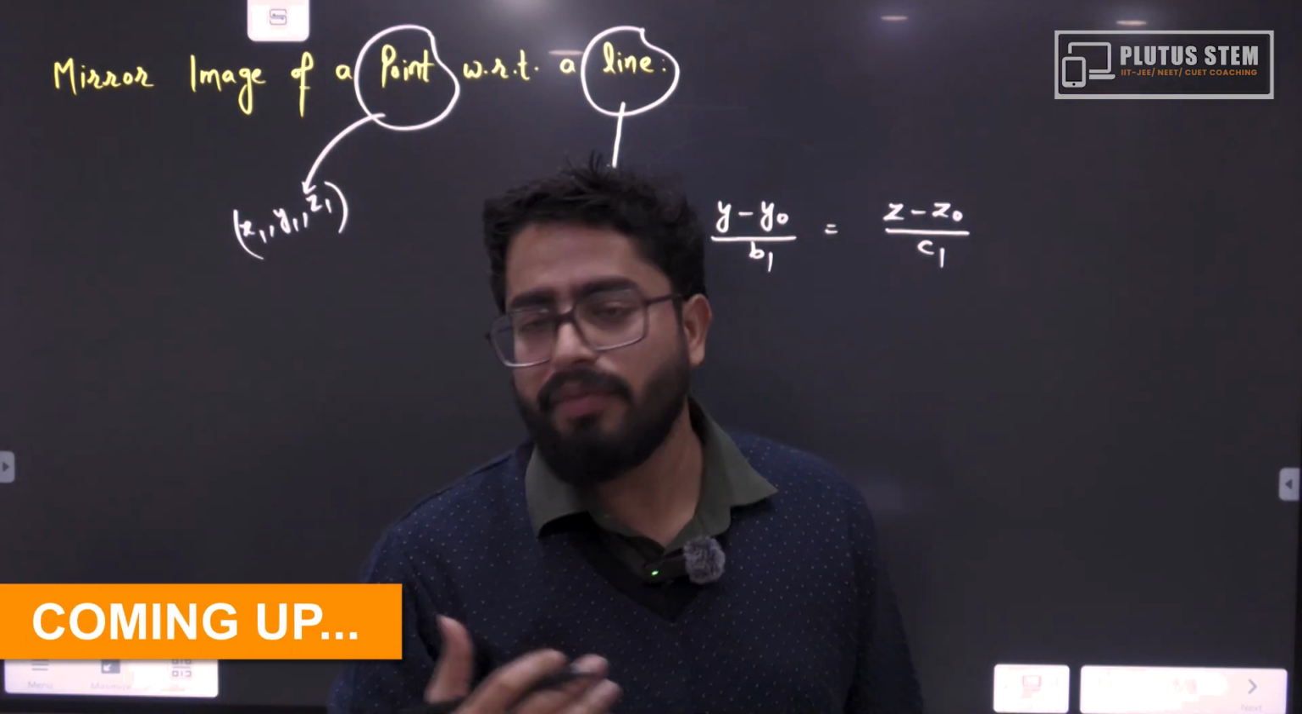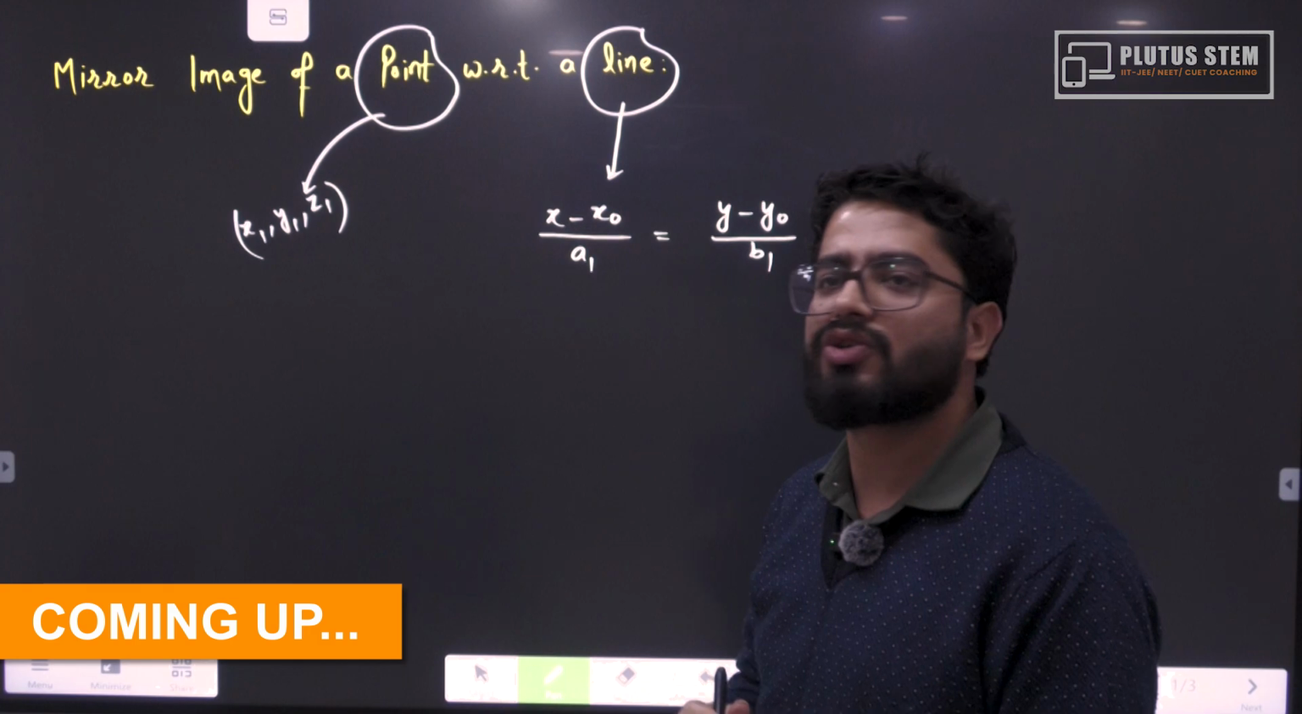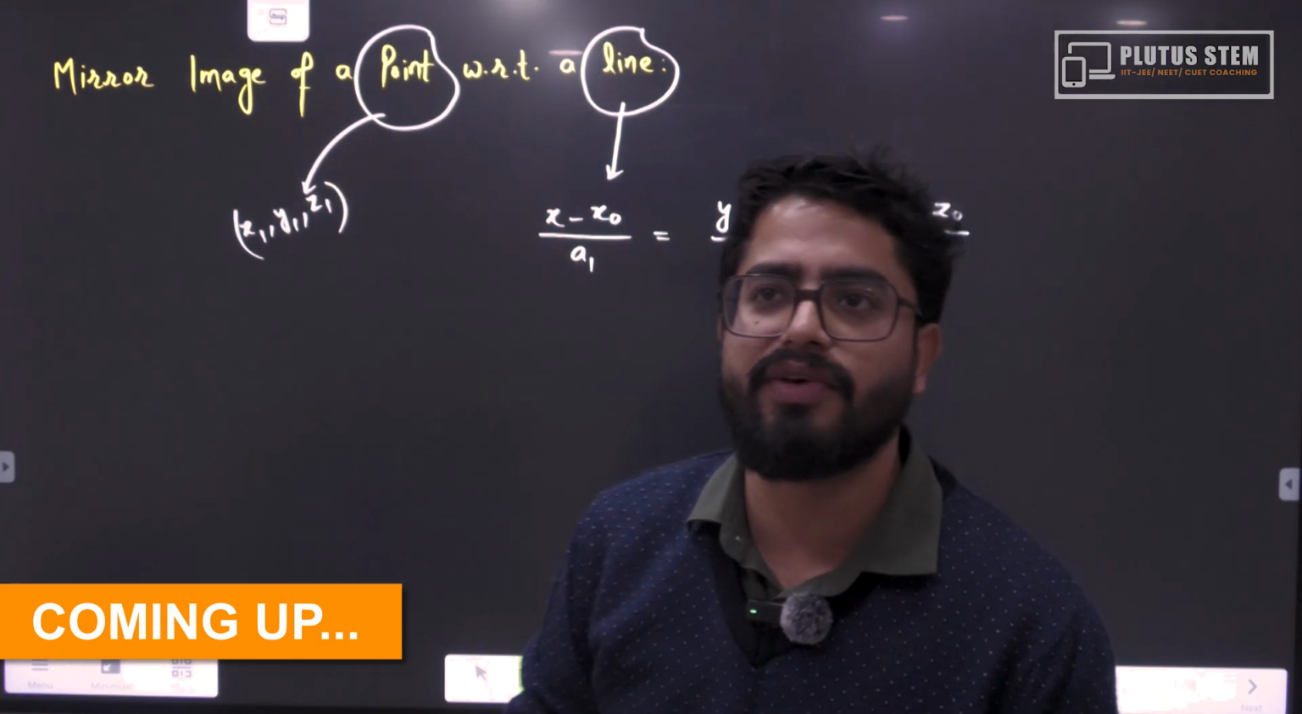So you have to find the mirror image of x1, y1, z1 with respect to the line (x minus x naught) by a1 is equal to (y minus y naught) by b1 is equal to (z minus z naught) by c1.